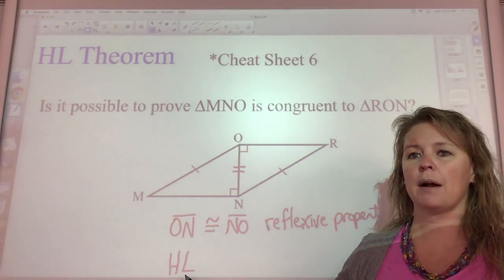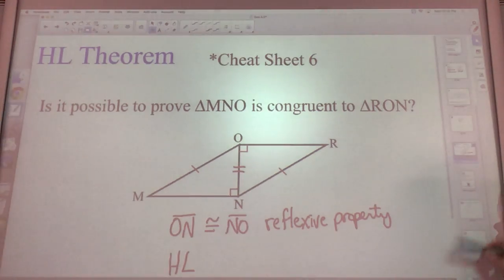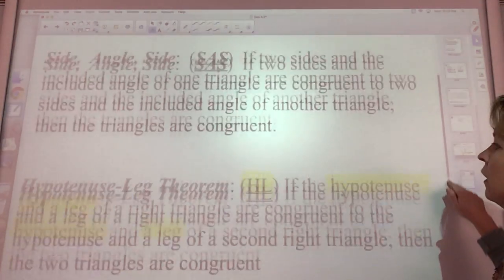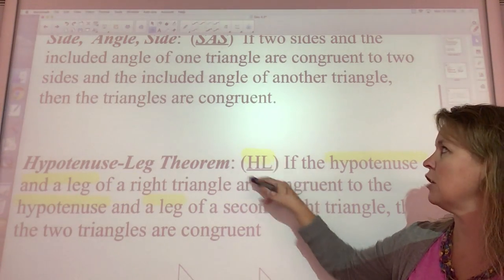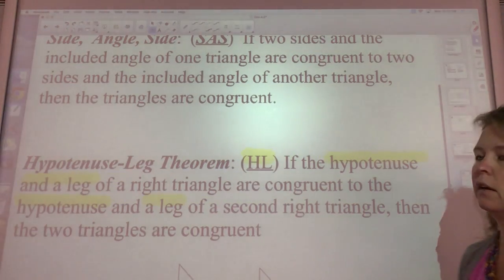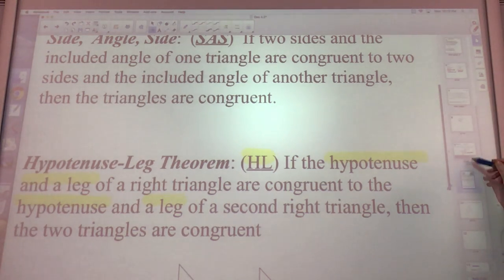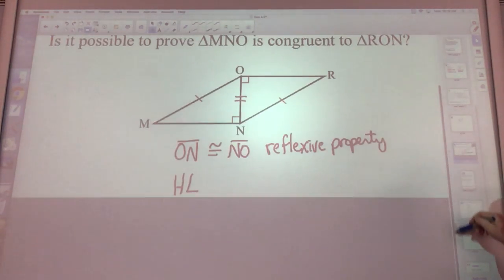Don't make this any more complicated than it is. You're looking at your cheat sheet, you're using your cheat sheet. How do you abbreviate hypotenuse leg theorem? Just HL, not HLT. Hypotenuse leg is just hypotenuse leg.